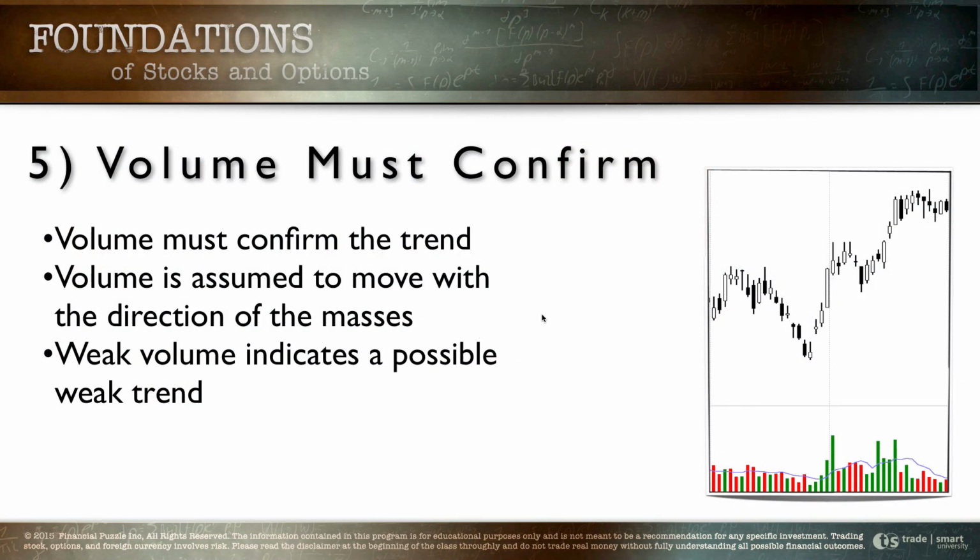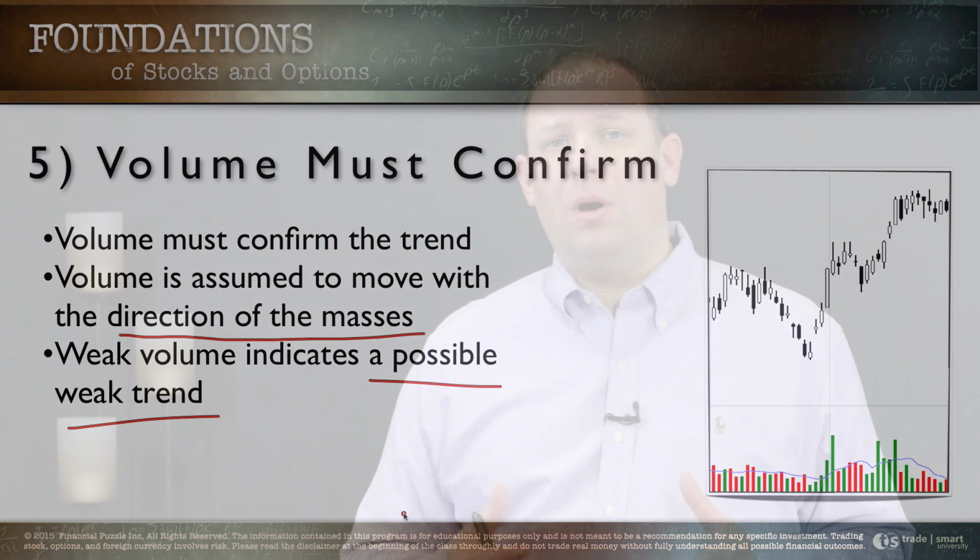And so the theory goes like this. Volume must confirm the trend. Volume is assumed to move in the direction of the masses. Whichever direction the majority of market participants are going, that's the assumption that the volume is going with that. And so weak volume indicates a potentially weak trend, whereas strong volume indicates a potentially strong trend. So the idea here is that in an upward market, in a bull market, we want the movement of the volume to be increasing. In a downward market, we want the trend of the volume to be increasing as well. In both cases, you want the volume increasing.